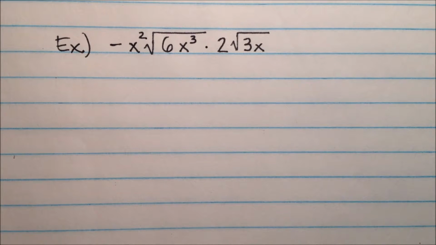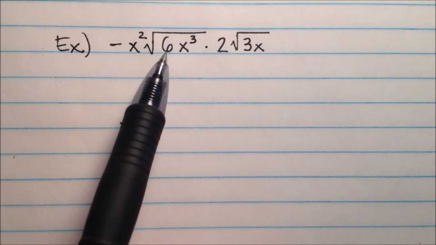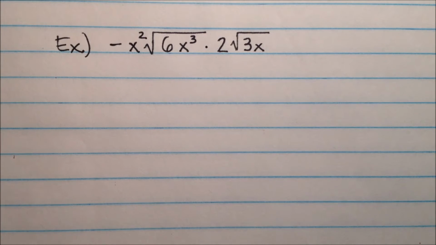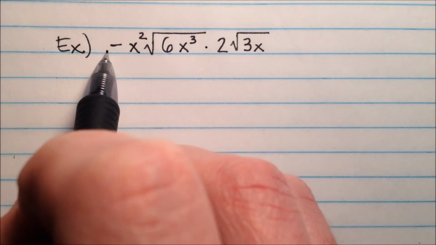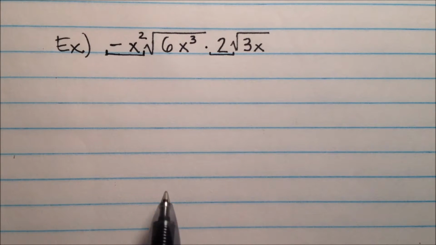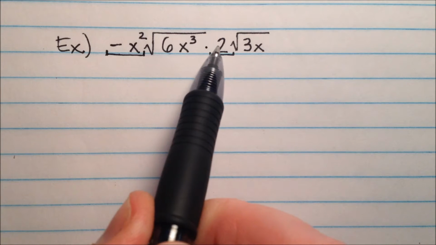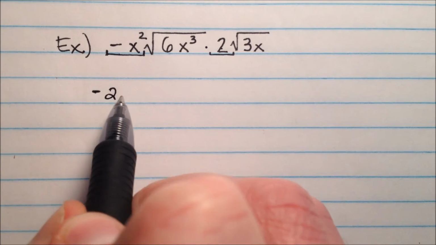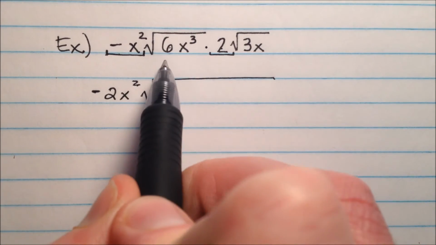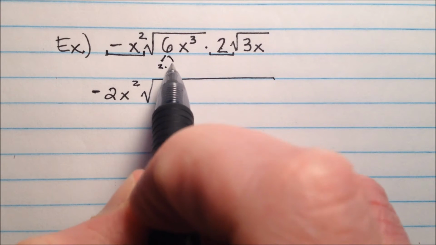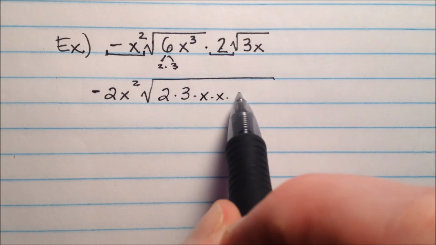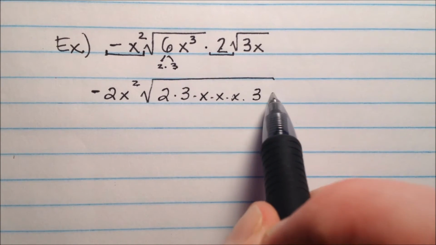The next example is negative x squared times the square root of 6x cubed, times 2 times the square root of 3x. So again, like the previous examples, we will multiply what's out front of each radical by one another, and then we'll deal with the radicals. So negative x squared times 2 will make negative 2x squared. And then inside the radicals now, we have 6, which really is 2 times 3, and then 3 x's, and then the other one is 3x.